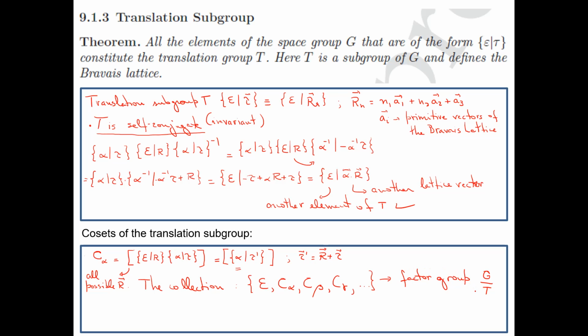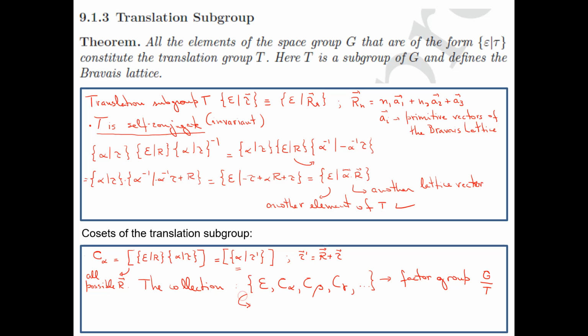It's like I removed the translations, or I divided by the translations, and then I get a factor group which contains information only about the point group operations, alpha, beta, gamma, I mean the rotations, the reflections, etc. So this is an interesting thing to do. We're going to see that next chapter as well. So it is an important concept, the factor group G over T.